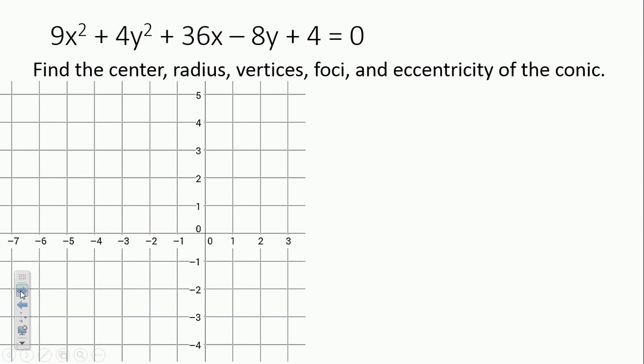Now we have 9x squared plus 4y squared plus 36x minus 8y plus 4 equals 0. First step, gather your x's, gather your y's, and numbers to the other side.